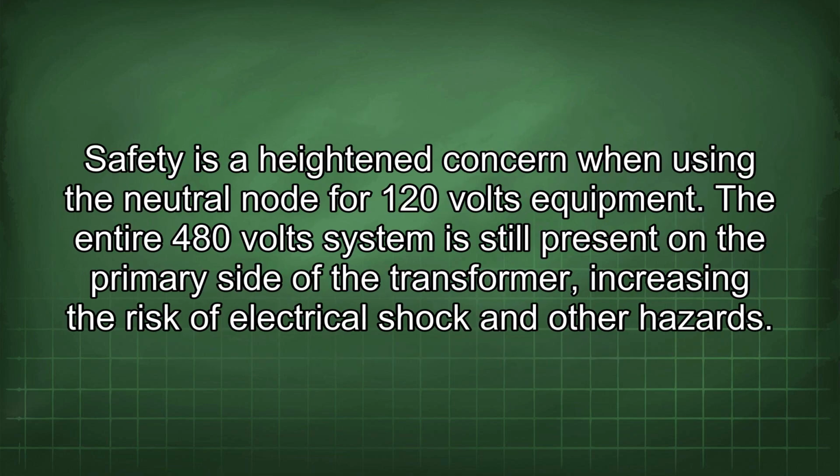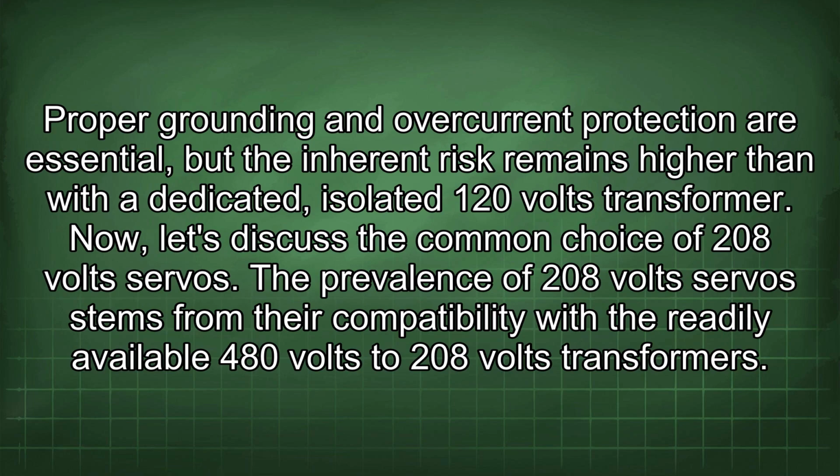Safety is a heightened concern when using the neutral node for 120 volts equipment. The entire 480 volt system is still present on the primary side of the transformer, increasing the risk of electrical shock and other hazards. Proper grounding and overcurrent protection are essential, but the inherent risk remains higher than with a dedicated, isolated 120 volts transformer.